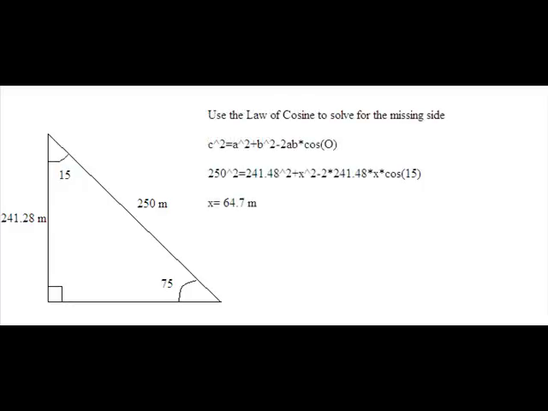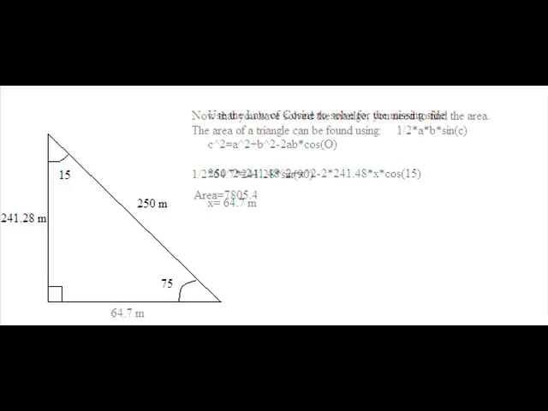Now that we have all but one of the sides, we can use the law of cosines to solve for that. You do c squared equals a squared plus b squared minus 2ab cosine theta. And that theta is going to be the angle of c. It doesn't really matter what you label it as, but because this is a right triangle, it's better to label c as the hypotenuse. When you find that, you now have all three sides and all three angles.